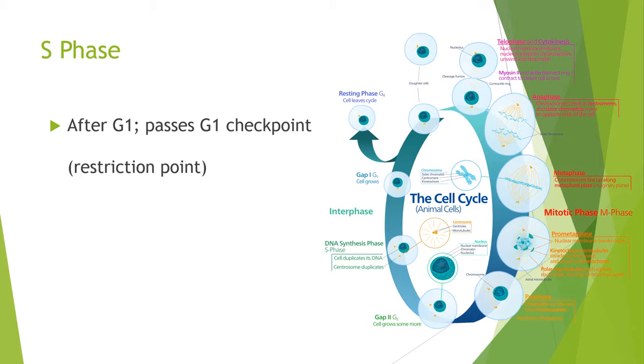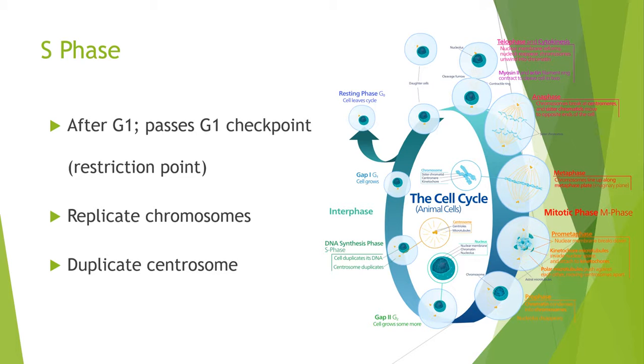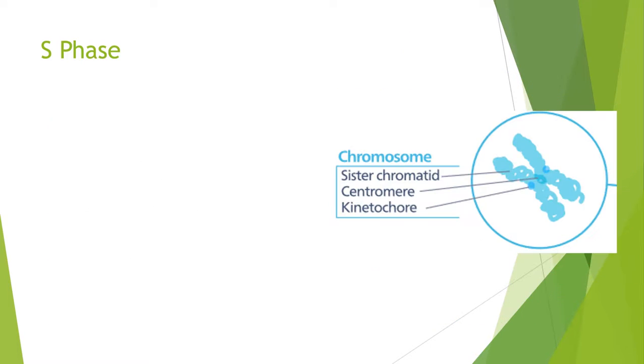And this phase, of course, comes after G1. To move from G1 to the S phase, the cell has to pass through a restriction point where it checks that everything is on track to keep going with cell division. Two important things happen in this phase. The first is that the cell replicates its chromosomes, and the second is that it duplicates a structure called the centrosome, and the S phase is followed by G2.